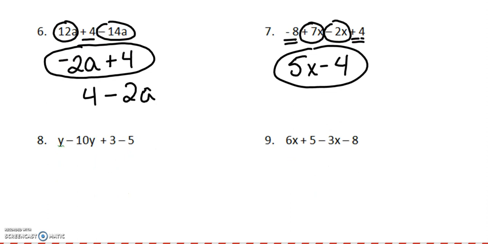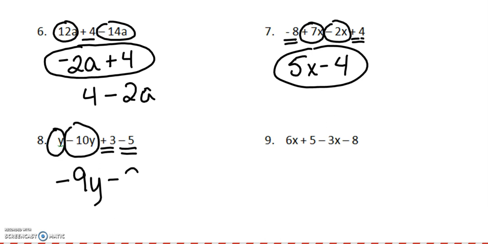Okay, number 8. So remember, this is 1y, positive 1y, negative 10y. So a positive 1 and a negative 10 combine to be a negative 9y. 1 and negative 10 makes negative 9. And then we have a positive 3 and a negative 5. Different signs again, subtract. The higher number is negative. So 5 minus 3 is 2. 5 is bigger, and it's the negative.